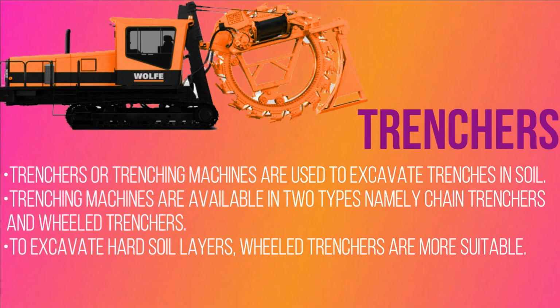Trenchers or trenching machines are used to excavate trenches in soil. They are available in two types, chain trenchers and wheel trenchers. Chain trenchers have a fixed long arm with a digging chain around it, while wheel trenchers have a metal wheel with digging teeth around it. Both types of trenchers are available in tracked and wheeled vehicle forms.